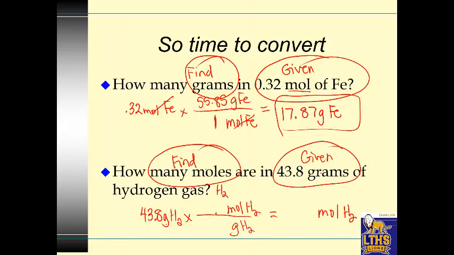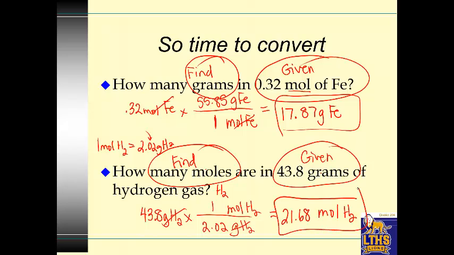How do we fill in this equality? Well, we know that 1 mole of hydrogen is going to, we go to the periodic table and find, be equal to 2.02 grams of hydrogen. How do I get that? 2 times hydrogen's mass. So 2.02 grams for 1 mole. Grams cancel grams. 43.8 divided by 2.02 gives me 21.68 moles of hydrogen gas.